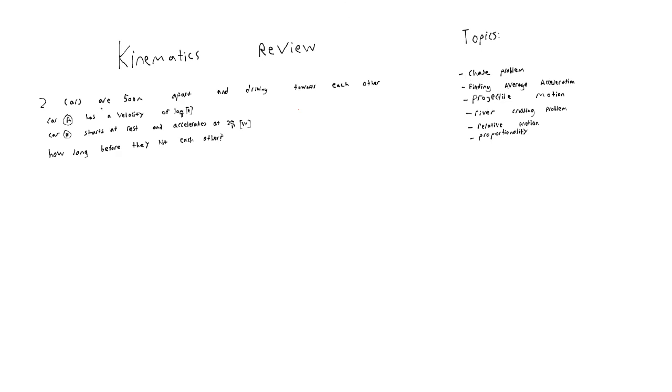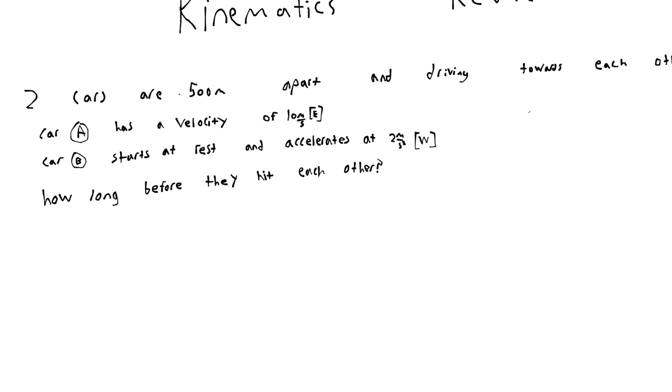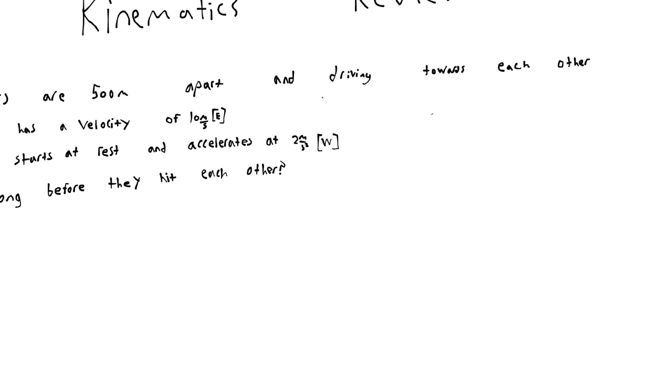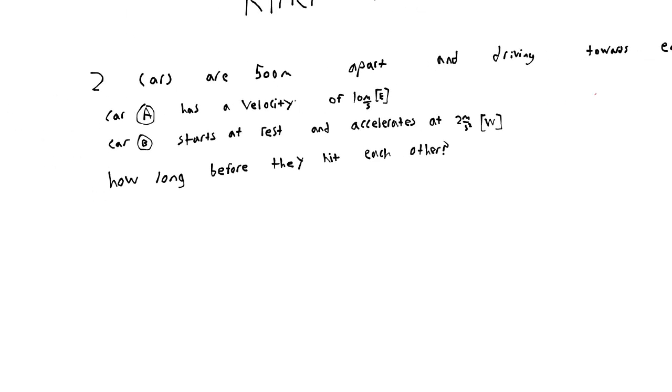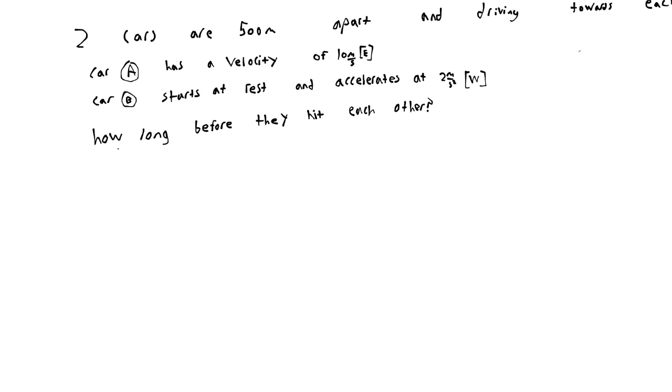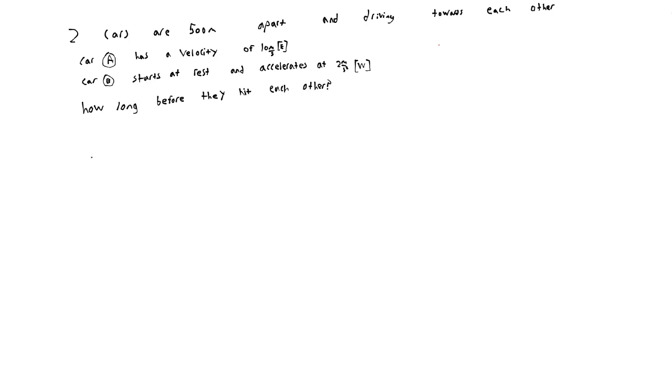So this is what the problem looks like. Two cars are 500 meters apart and they're driving towards each other. So car A has a velocity of 10 meters a second in the east direction, while car B is starting at rest and accelerates at 2 meters a second west. And then the question is how long before they hit each other. So I'm just going to draw a simple diagram.